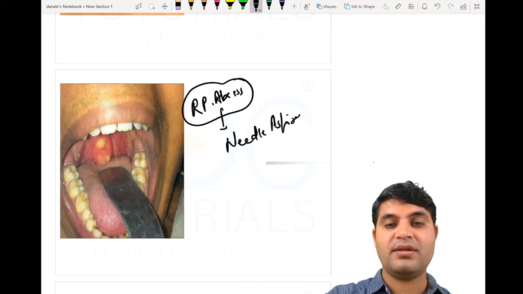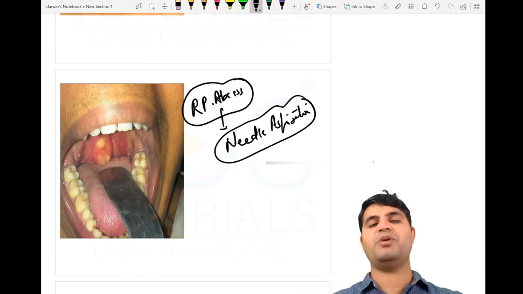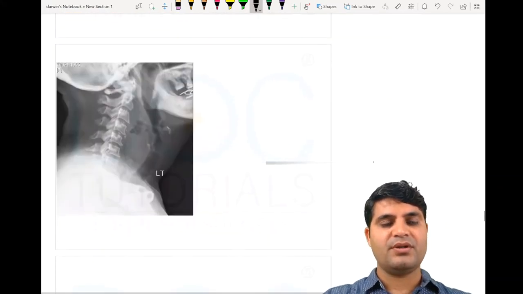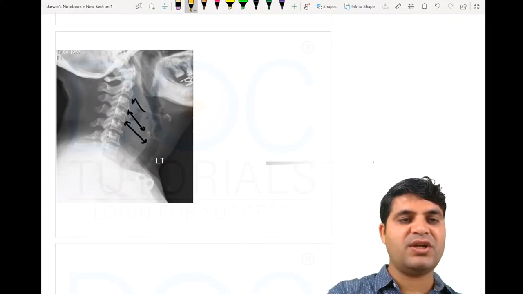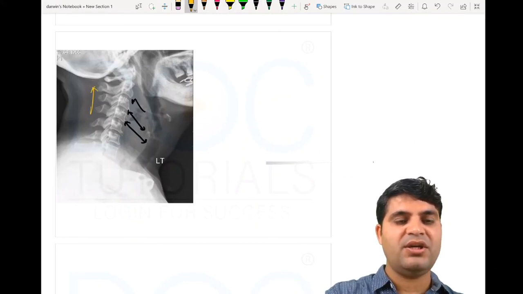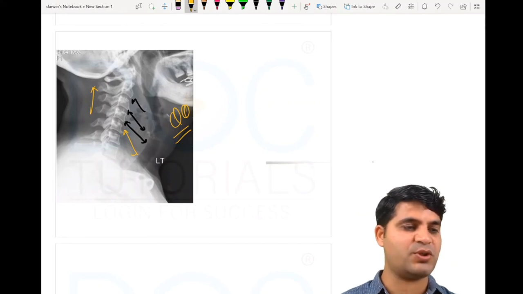Needle aspiration. Clear? So wide bore needle aspiration, because bleeding would be less. This is a classical x-ray which you get in retropharyngeal abscess. I hope you must have got this x-ray. That means straightening of the cervical spine, increased width of prevertebral shadow. These are important things in retropharyngeal abscess. Yes, I expect this question.